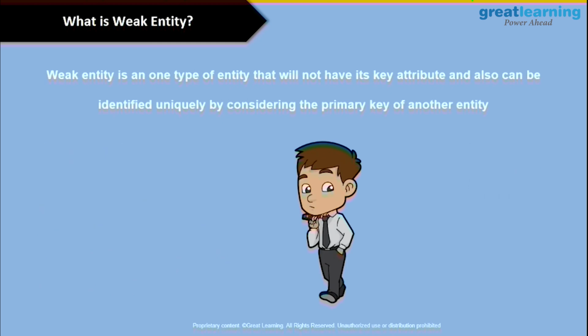Now we are going to talk about what is a weak entity. We have two types of entity: one is strong entity, one is weak entity. But what is the difference between strong and weak entity? We are going to talk about that as well. First, let's have a look at what is a weak entity. A weak entity is one type of entity that will not have its own key attributes, and it can be identified uniquely only by considering the primary key of another entity. By the name itself, it says, hey, I'm a weak entity, right? So it's not going to have a primary key or some strong key points, as it's a weak entity.